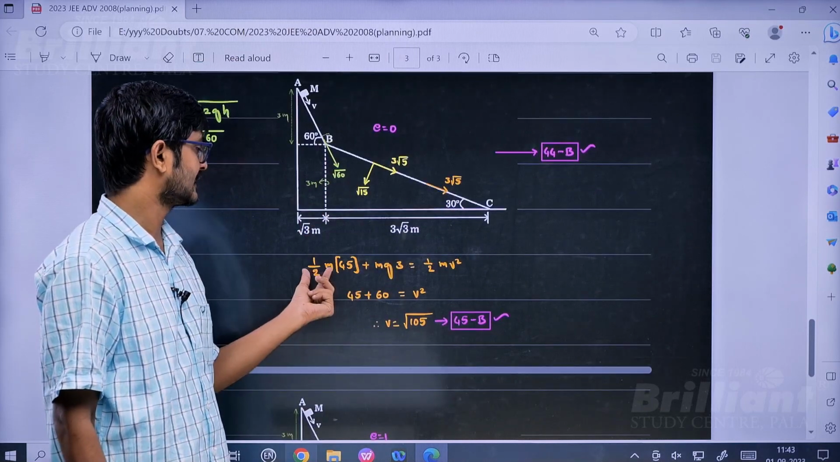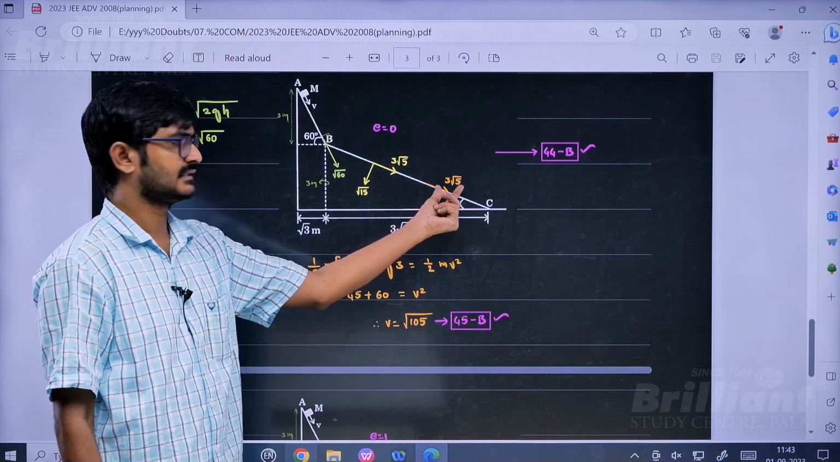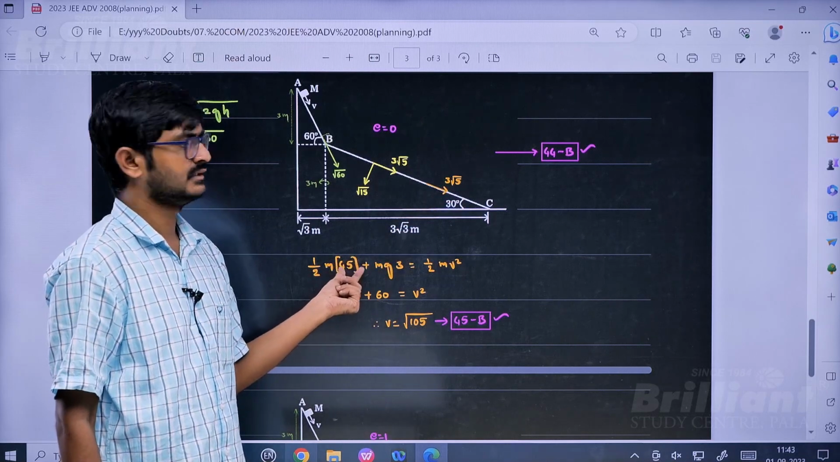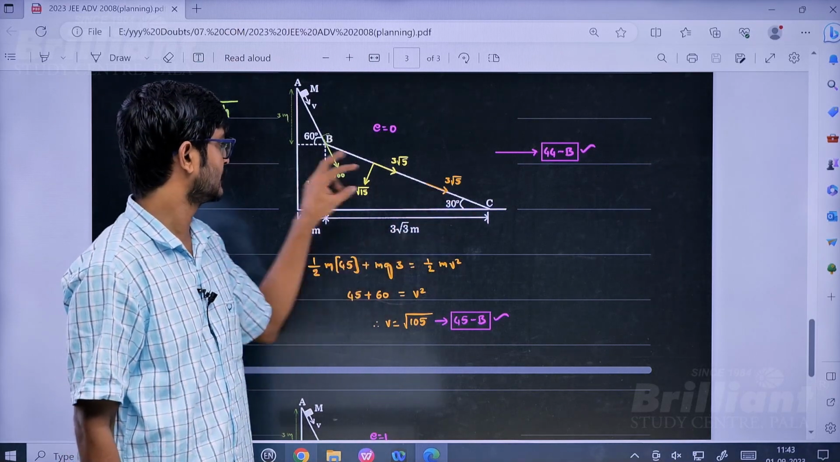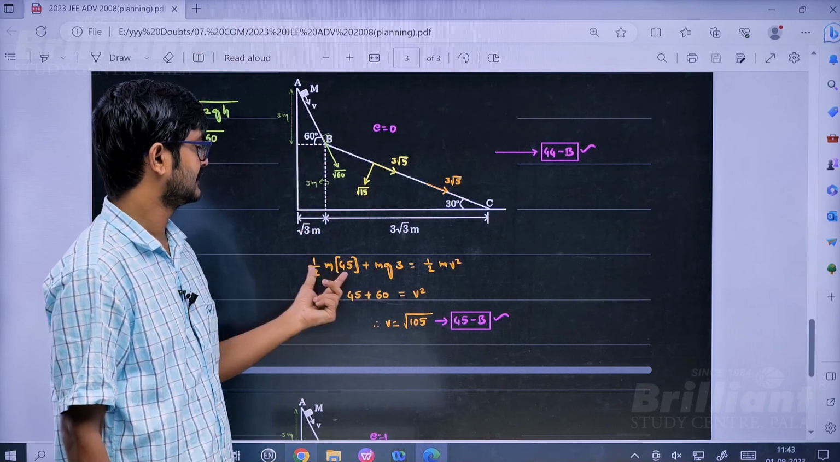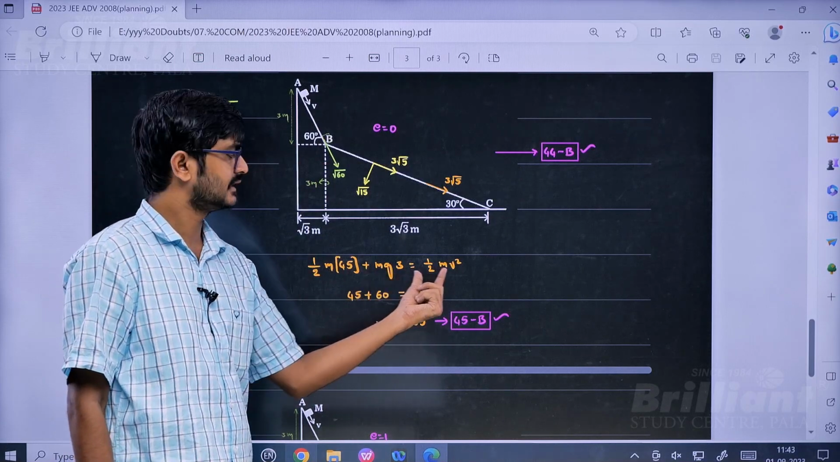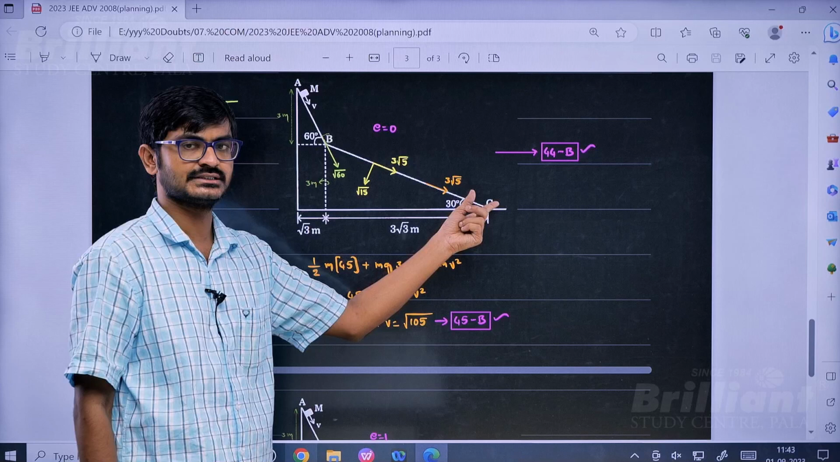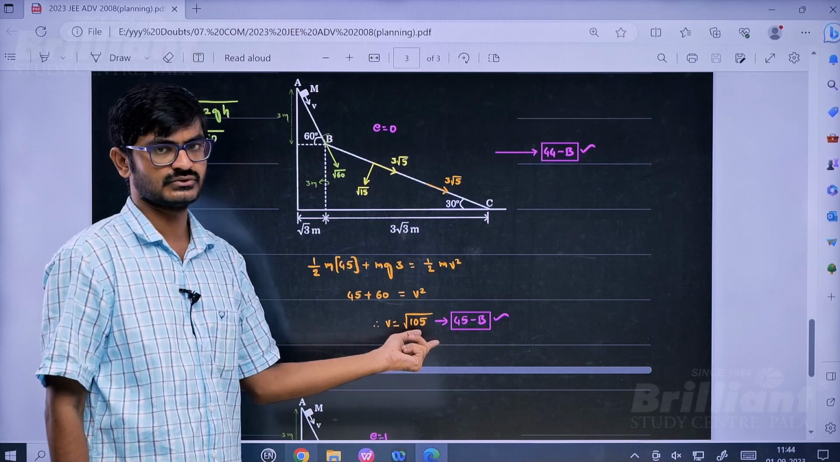There was already initial kinetic energy, half m into the 3 root 5 whole square, which is 45. Initial kinetic energy plus drop in potential energy, mg into 3, is going as final kinetic energy. From there I will get the velocity at C, which is root 105.